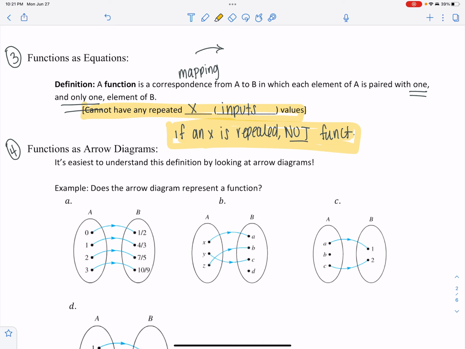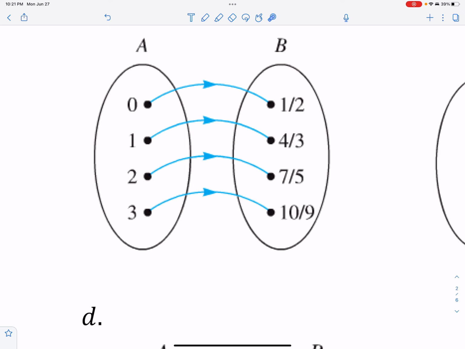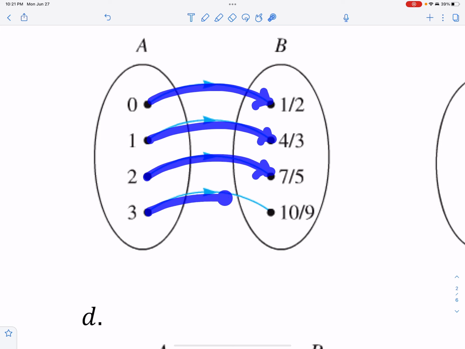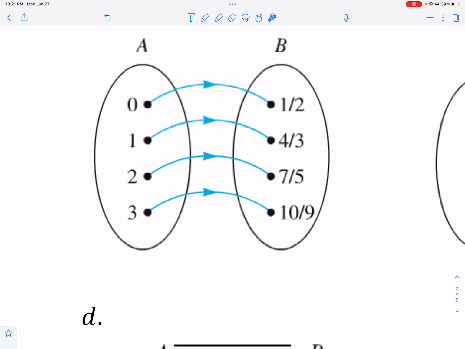And so arrow diagram A. 0 goes to 1/2, 1 goes to 4/3, 2 goes to 7/5, 3 goes to 10/9. We don't care what the pattern is. We don't need to write down the pattern or figure out how A maps to B. All we need to know is, is there only one x? Meaning, is there any A that has two arrows coming off of it? Well, no. So this one is a function.